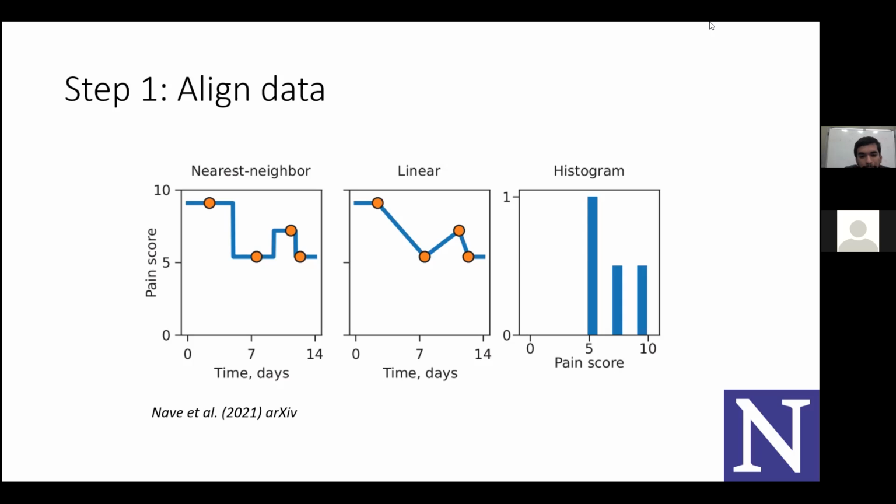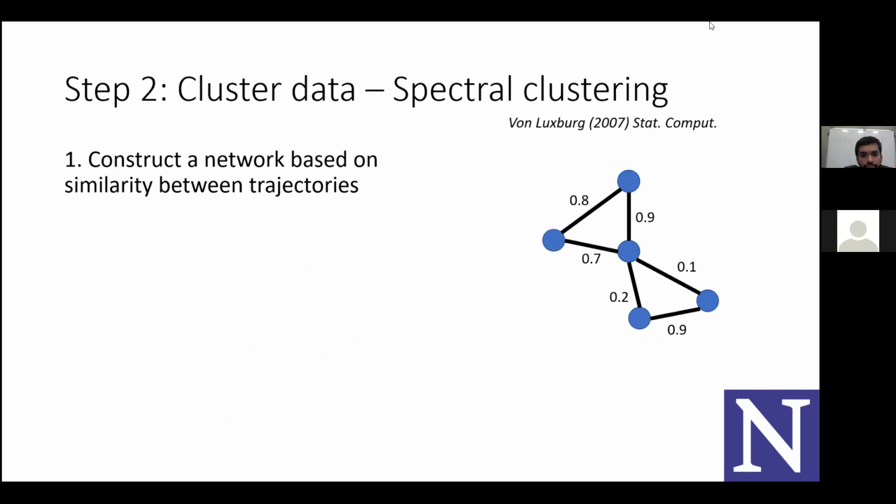Alternatively, you can look at just a histogram of the data. The advantage is we're not making any assumptions about what's happening in between data points, but the disadvantage is that you lose time information. And so the first thing that I did on this project was to compare these different approaches and use them for clustering and see how well they worked.